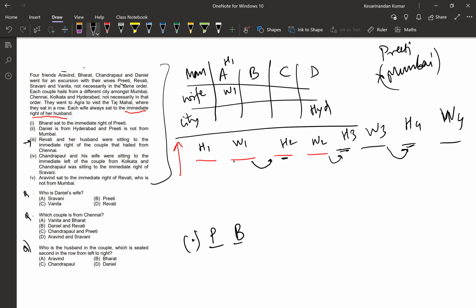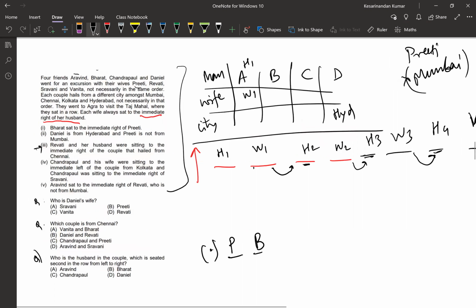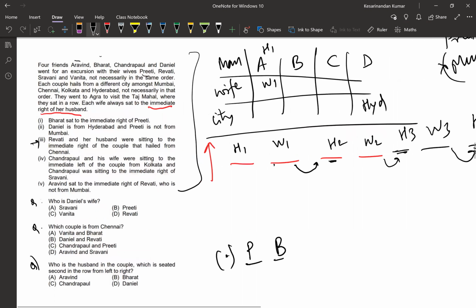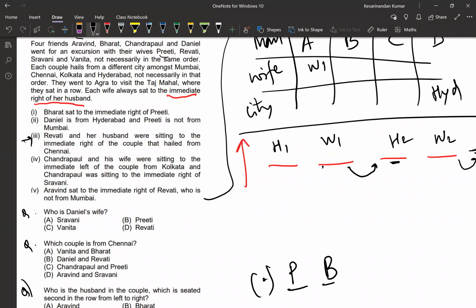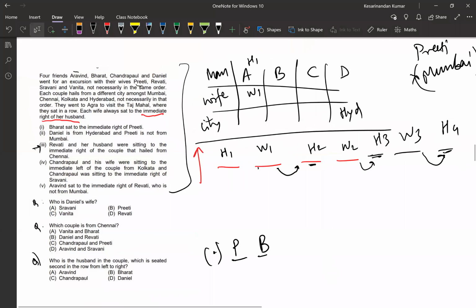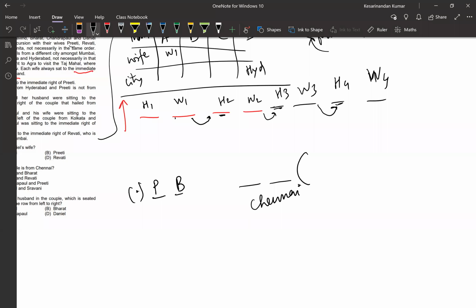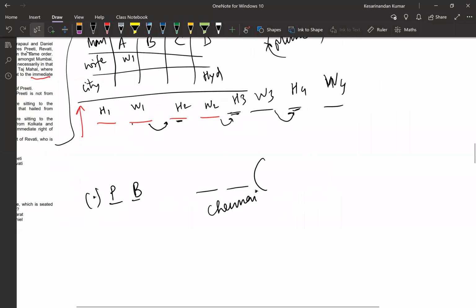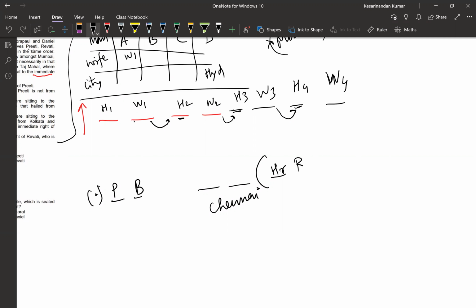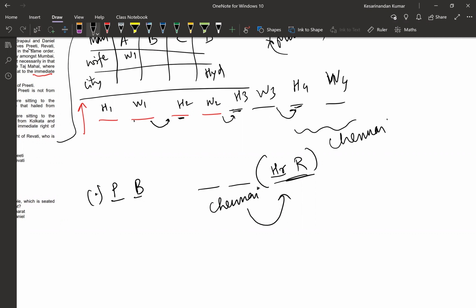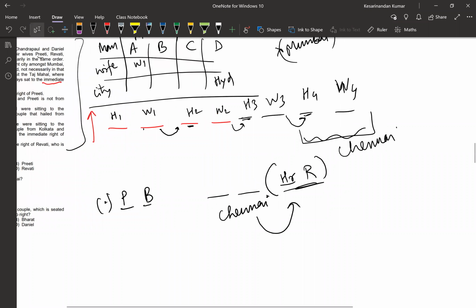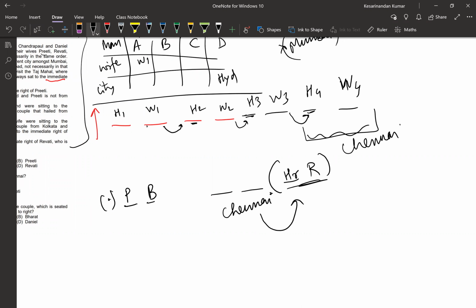Next, moving to the third one: Revati and her husband were sitting to the immediate right of the couple that hailed from Chennai. Okay, so there's one couple who are from Chennai. Then Revati and her husband, so we'll have the husband of Revati and Revati sitting to the immediate right. Fine. That means this last couple cannot be from Chennai. Not possible. So that is done. And this is not Revati. Revati cannot come here because there needs to be somebody here then. Okay, let's move forward.